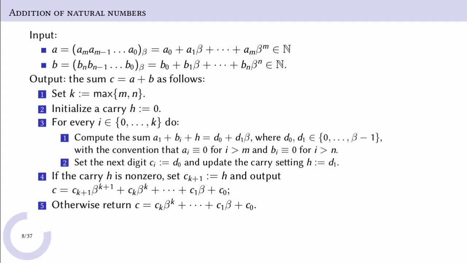And if we used all the digits of the input, but we still have a carry, then we add one more digit that is equal to the carry, and the carry in this case is always 1. There is nothing else possible when we add numbers to each other. This solves the problem for adding positive integers.